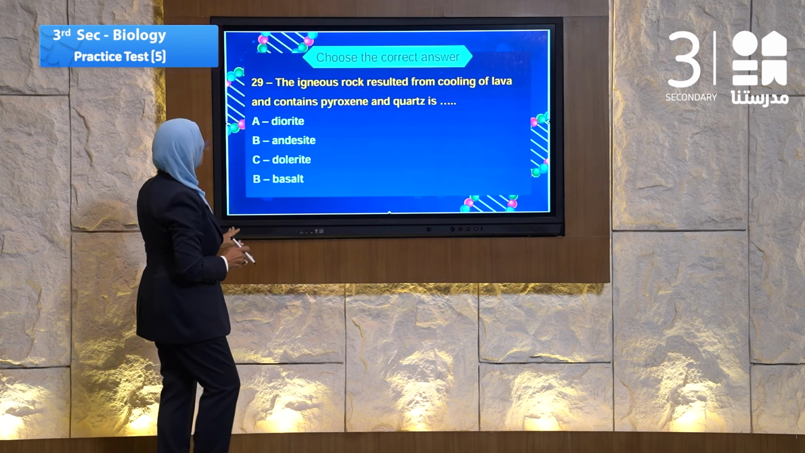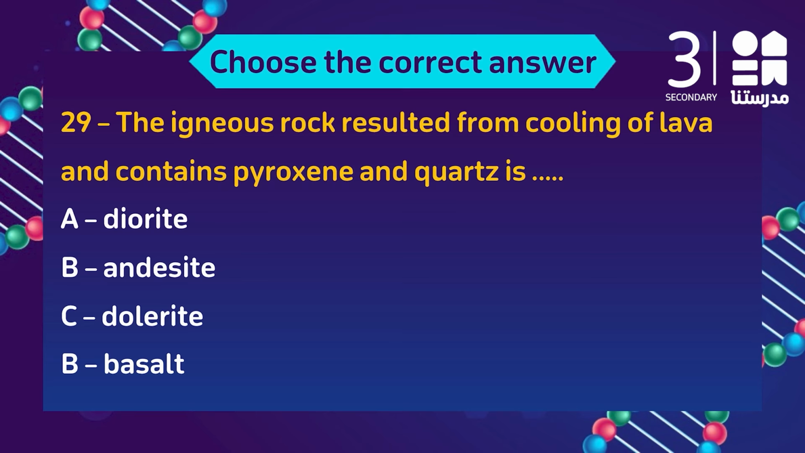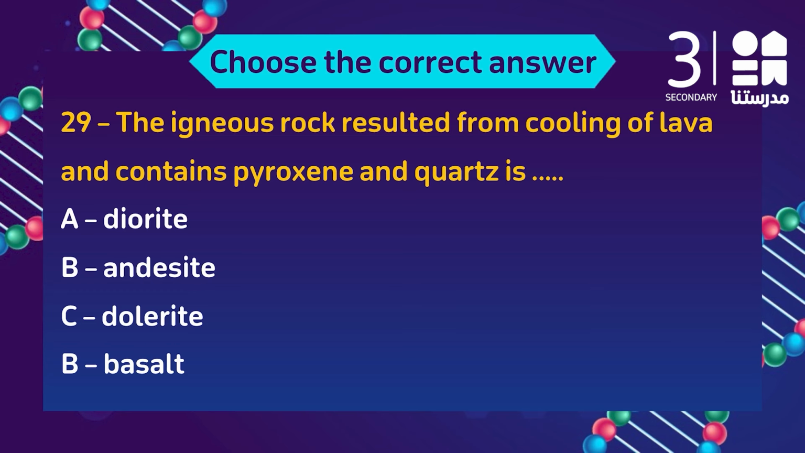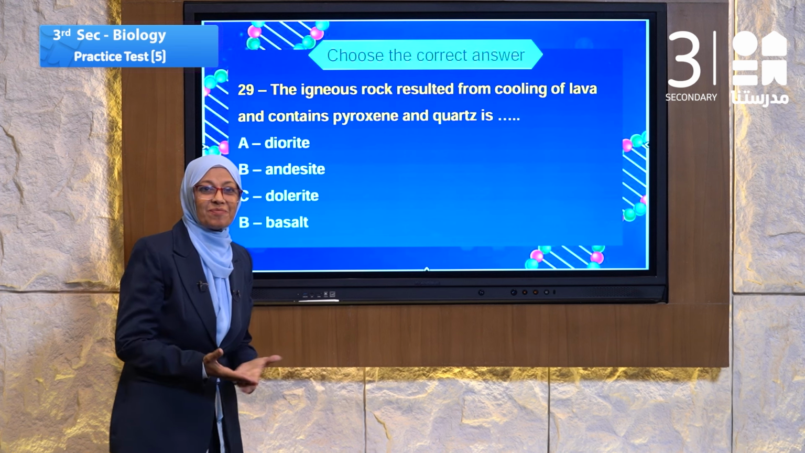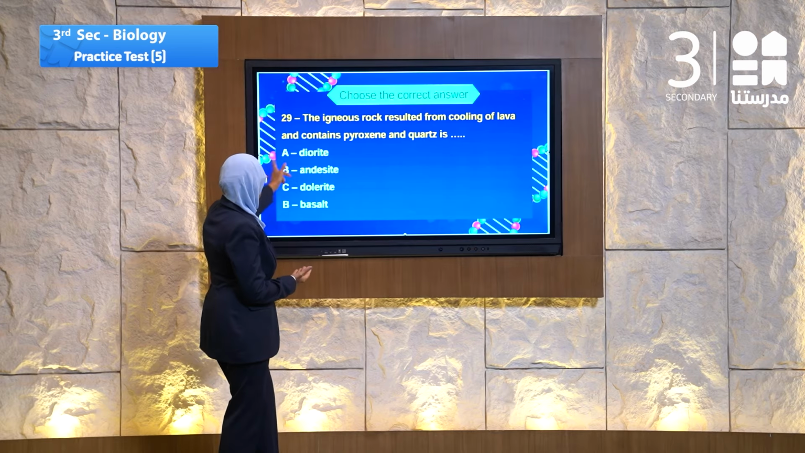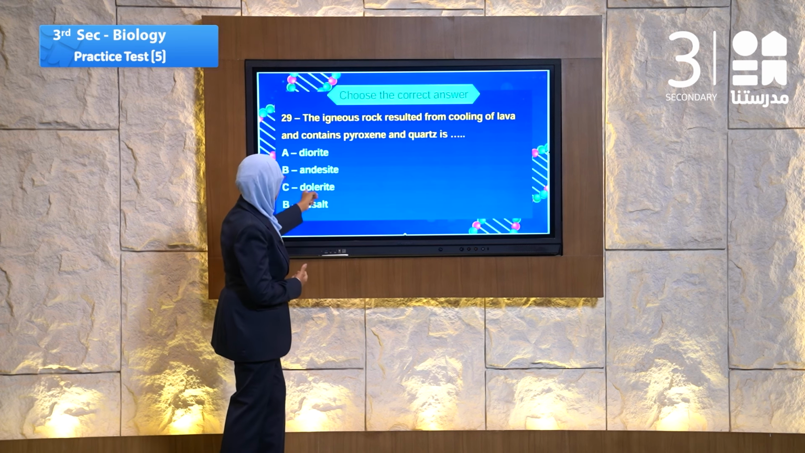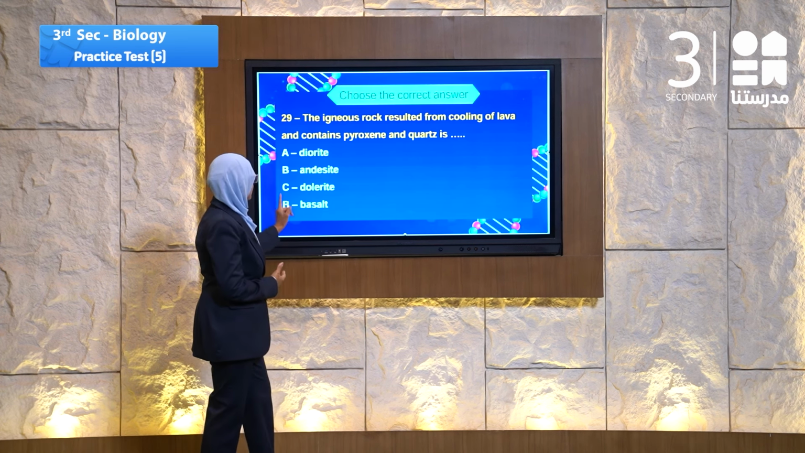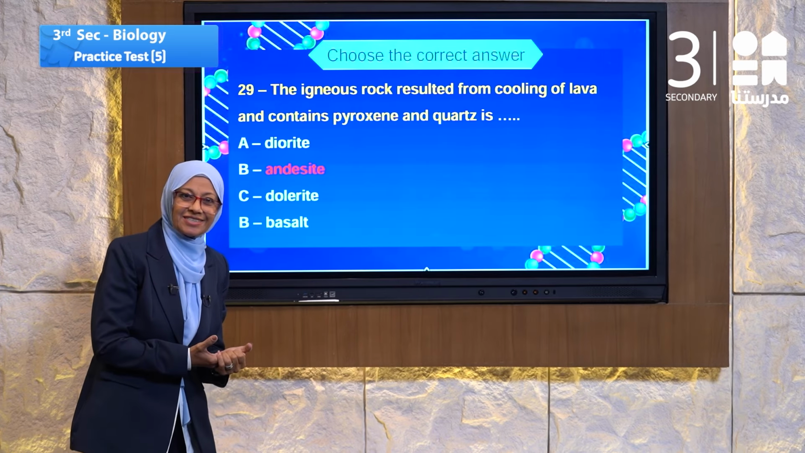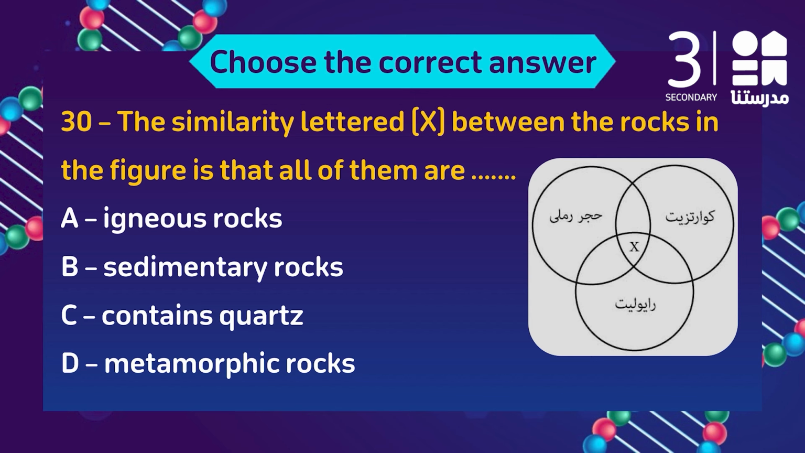Let's go to question number 29, earth science again. Let's read the question. Number 29, the igneous rock resulted from cooling of lava and contains pyroxene and quartz. Which of them contains pyroxene and quartz? A, diorite, B, andesite, C, tellurite, D, basalt. Which of them? It must be andesite. That's the answer.